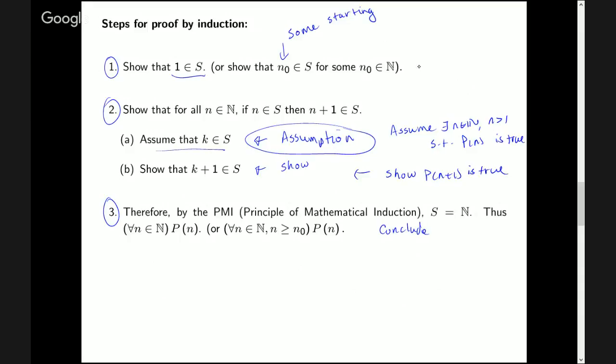No, your first step is verify P of 1. The second step is the assumption step. The third step is to show P of n plus 1, and then the fourth step is conclude. Yes, so I'm at this step right here. I have to assume there exists an n in the naturals such that P of n is true.